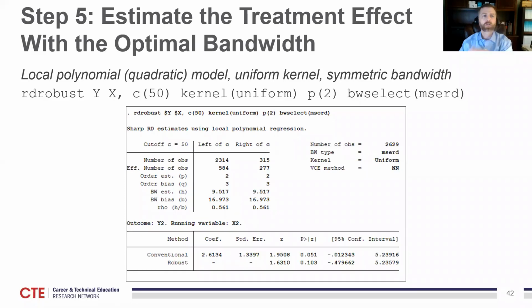With the RDD Robust command, you can also change the way you choose the bandwidth. So in the previous examples, we were just picking a bandwidth of 10. Now you can see we've used this bandwidth select option to pick the mean squared error optimal bandwidth. If you look at the bottom, the coefficient in this case has gotten a little bit larger. It's 2.16. You can also see the p-values associated with it.